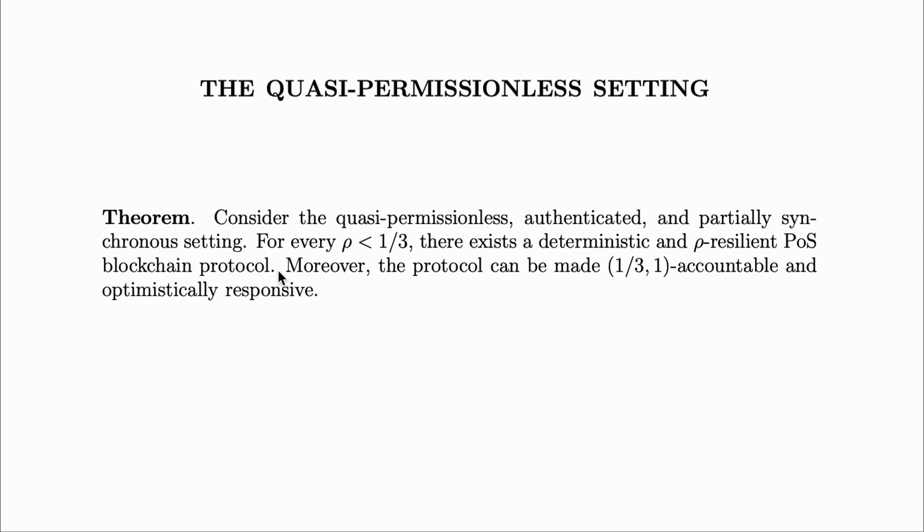Now we can prove more than that. Moreover, the protocol can be made a third accountable. That gives us a second separation: quasi-permissionless protocols can be accountable, and we saw the dynamically available protocols can't be. And it can also be made optimistically responsive. That gives us our third separation: dynamically available protocols can't be optimistically responsive, while quasi-permissionless protocols can be. So that gives us three different separations between the dynamically available and quasi-permissionless settings.